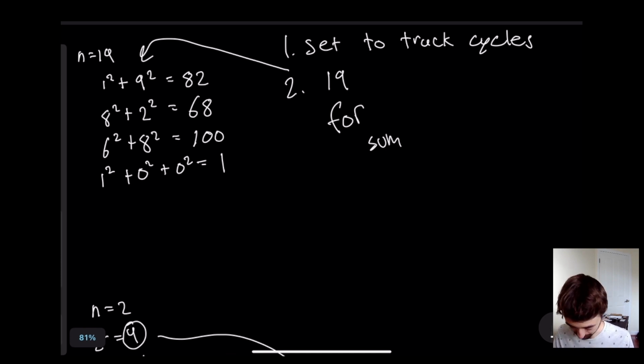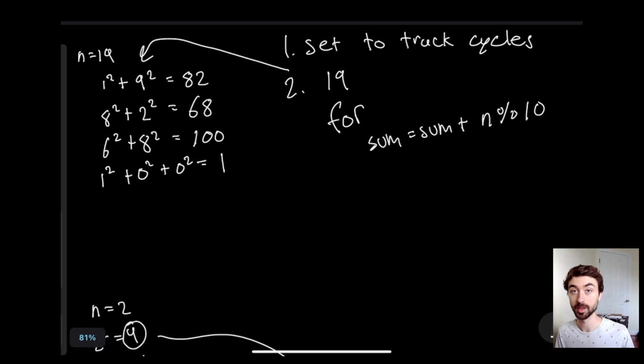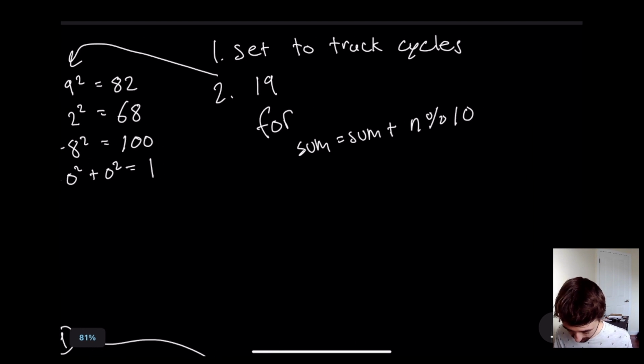sum, because we're trying to get a sum, equals sum plus, and then we would take 19, so I'll say it's called n. We take n modular division 10, because if we modularly divide any number by 10, we get the ones digit. So that would equal 9. And then we raise that to the power of 2. So we square that. And then once we've gotten the ones digit, we need to cut the ones digit off.